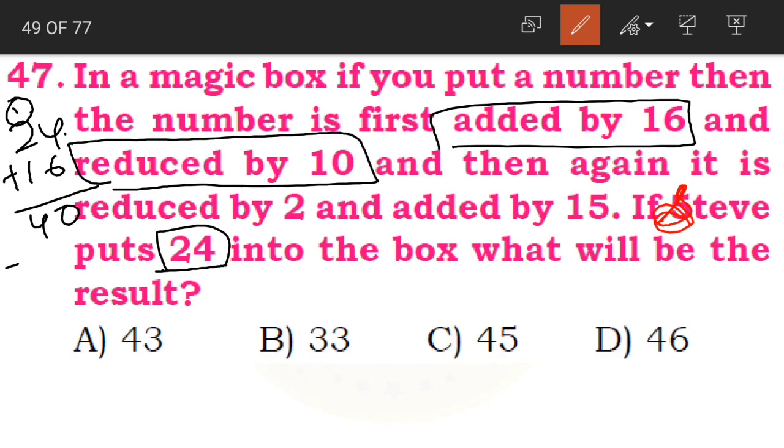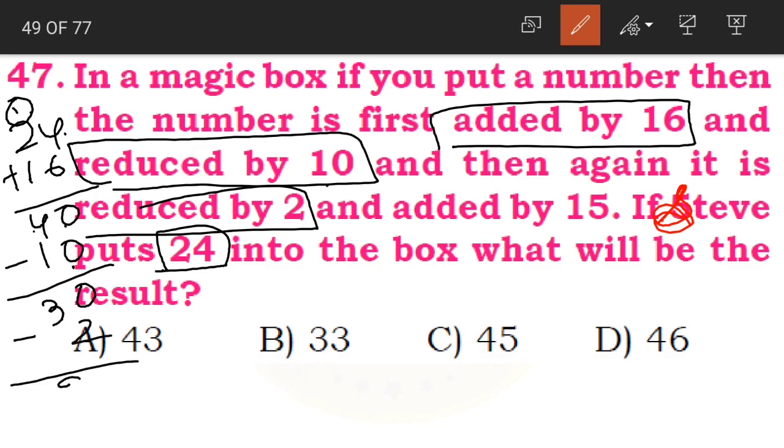Reduced by 20. Reducing means what? Removing. So we should remove 20. Subtract. So remove 10. 0 minus 0, 0. 4 minus 1, 3. Now 30. We have 30. Again reduce by 2. That means subtract 2. 30 minus 2 is 28.